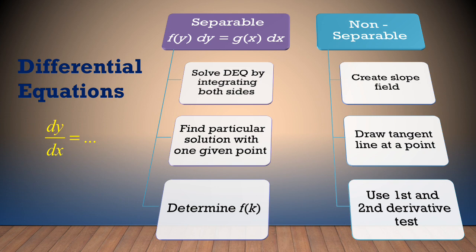First is a slope field. We can look at the slopes, which are generally little lines to represent the slope of the equation solution at any particular point. We can also draw tangent lines to the curve at a point because we know its slope. We could also use the first and second derivative test to determine information about the solution to the differential equation, even though we can't necessarily find it.